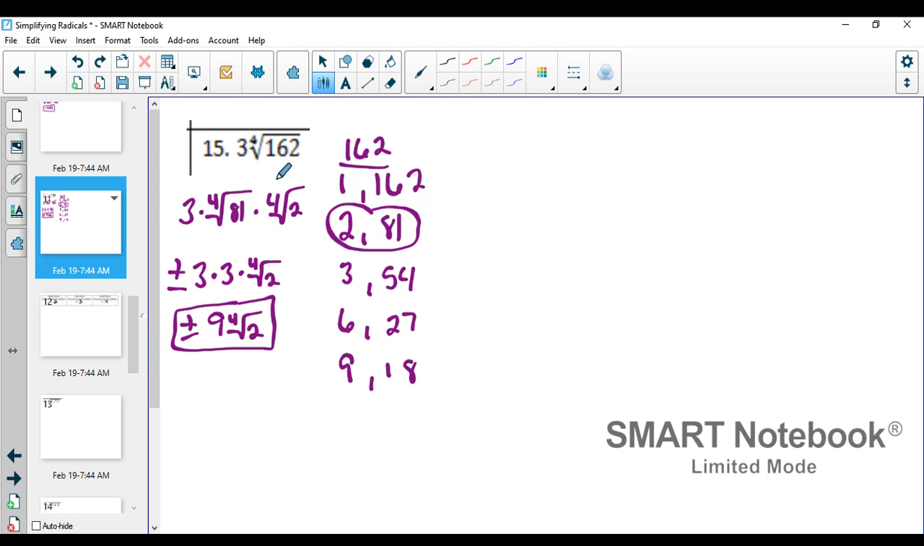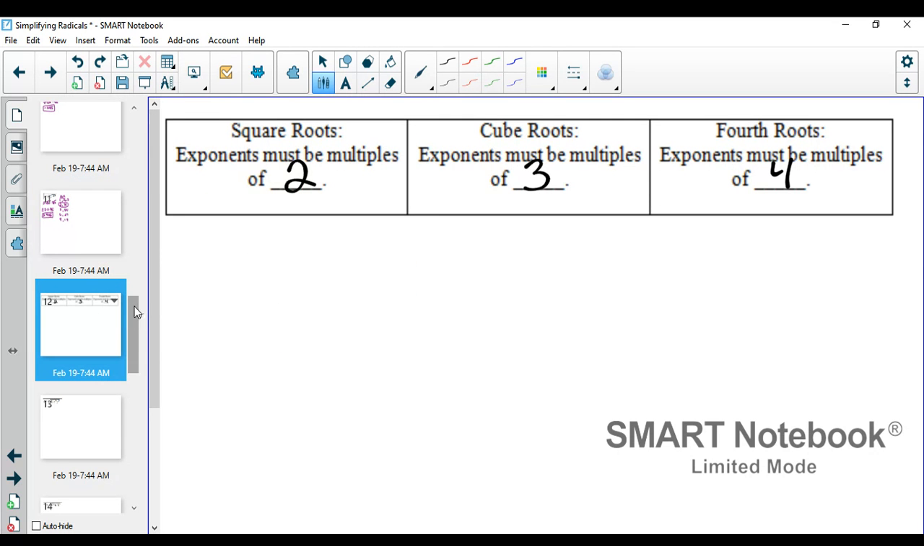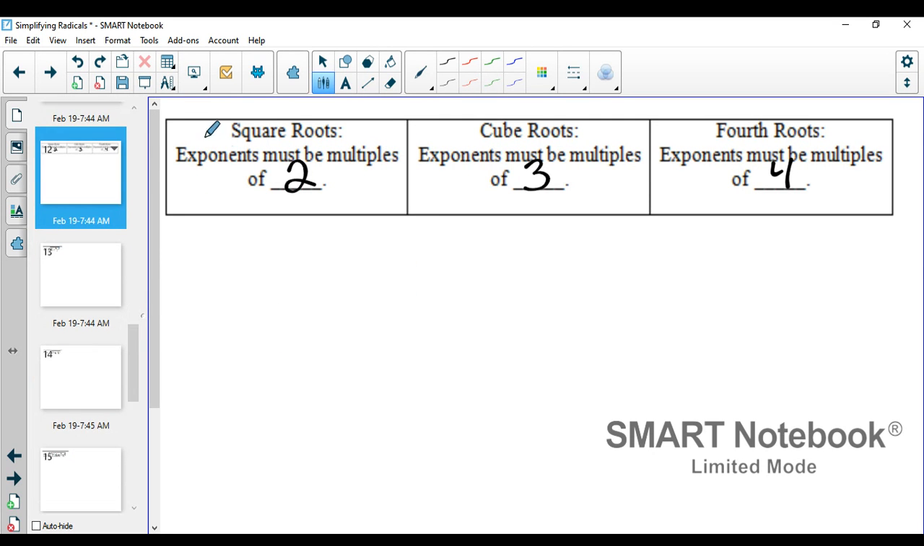All right, so up until now, all of our problems have involved just numbers and the roots of numbers. Now we're going to add variables and exponents into it. So here is a little cheat to remember. If you're finding the square roots, the exponent with your variable has to be a multiple of 2. Cube roots, the exponents must be multiples of 3. And fourth roots must be multiples of 4. Right, so that's going to be our basis, is putting the exponents into groups with multiples of 2, 3, and 4.